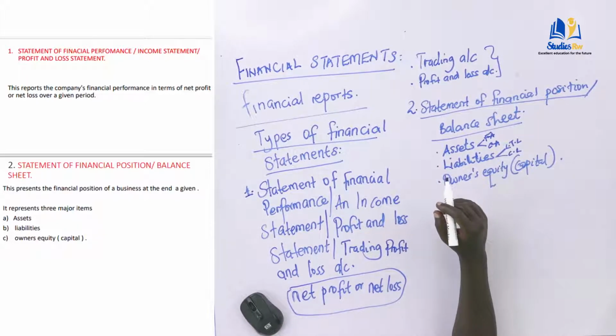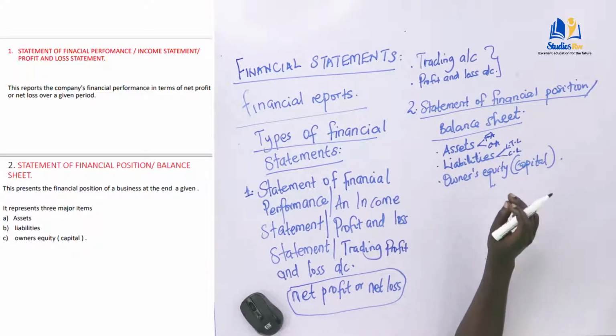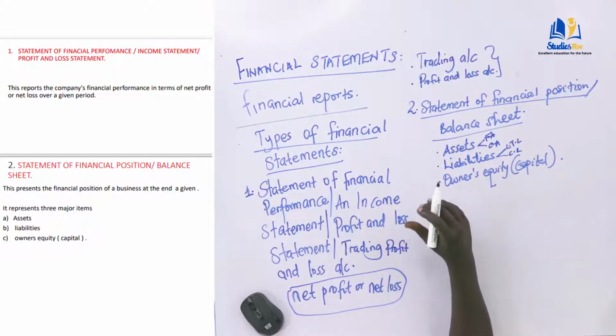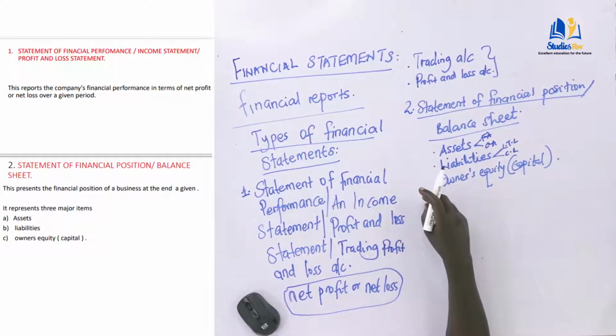For example, sundry creditors or trade payables, what you call accounts payable, bank overdraft, short-term loans of less than a year, and unpaid expenses and prepaid income. All those are put under current liabilities. Then we have owner's equity. With owner's equity, we are looking at the amount of resources, both physical and financial, that are invested in the business by the owner.